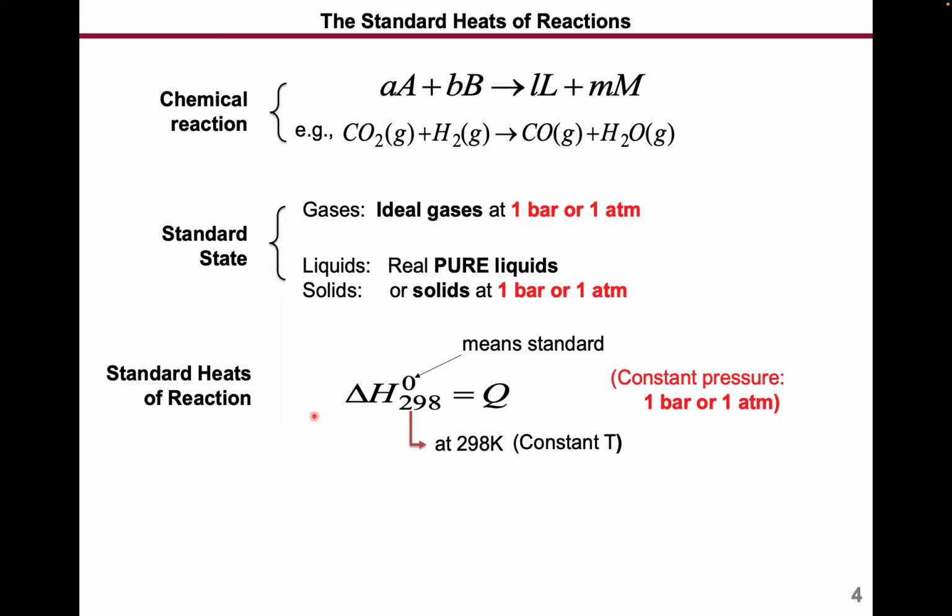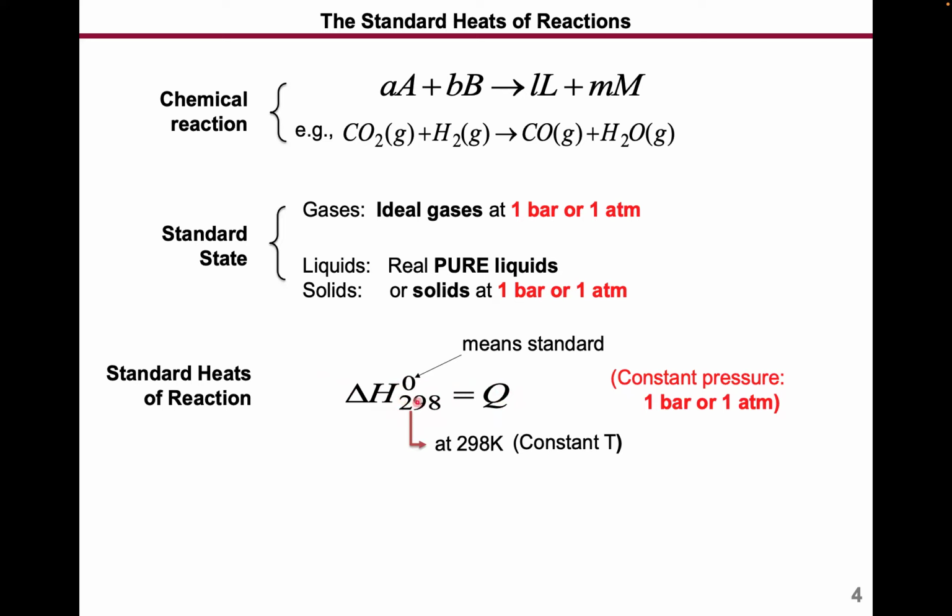So standard heat of reaction, because we are operating this reaction under constant pressure. You already know that for a constant pressure process, delta H, the change in enthalpy, is going to be equal to the heat exchange, right? So delta H is equal to Q. But now we want to point out that for this delta H, you have subscript 298.